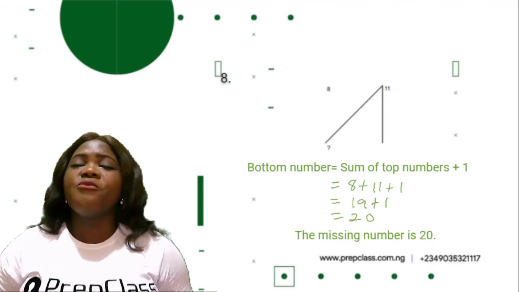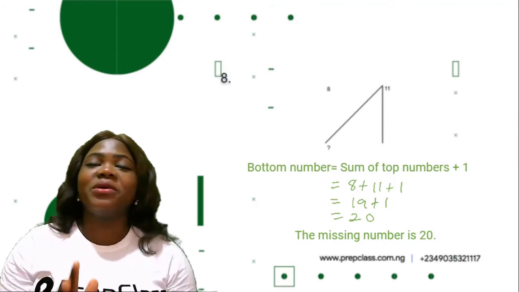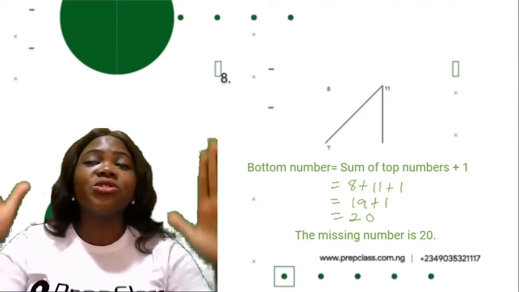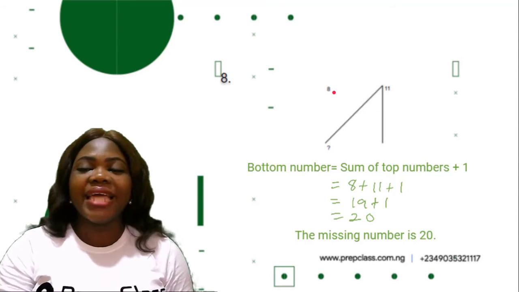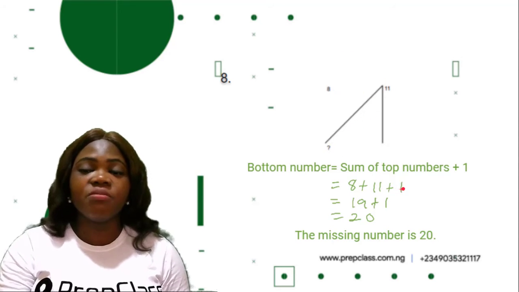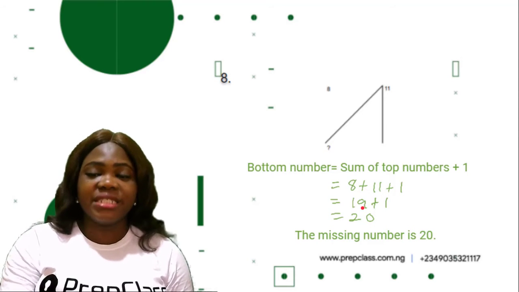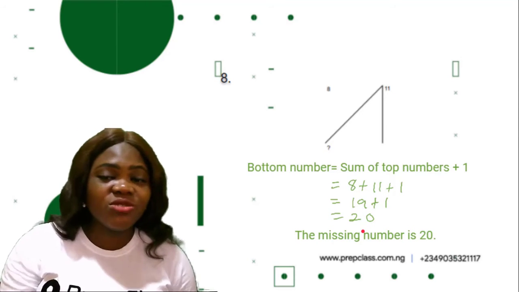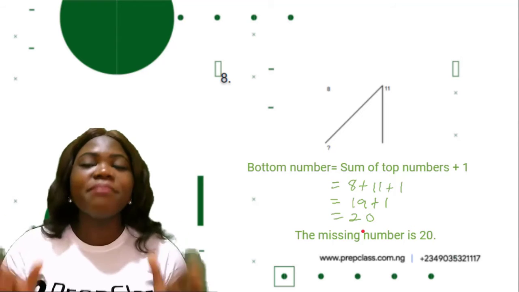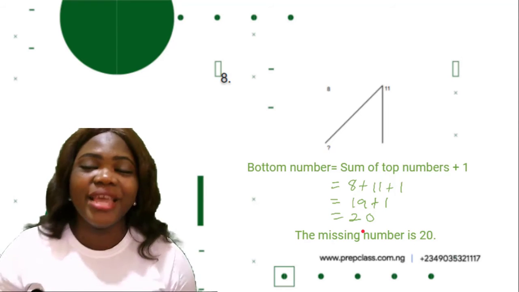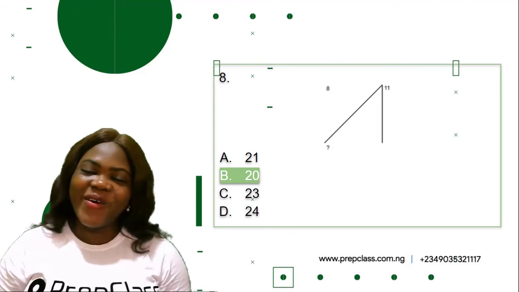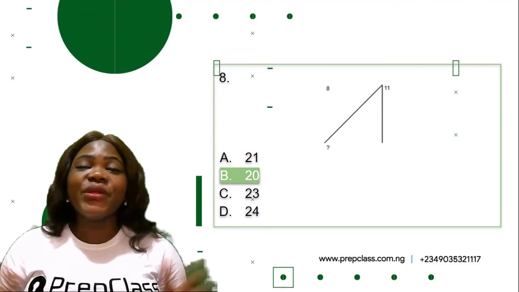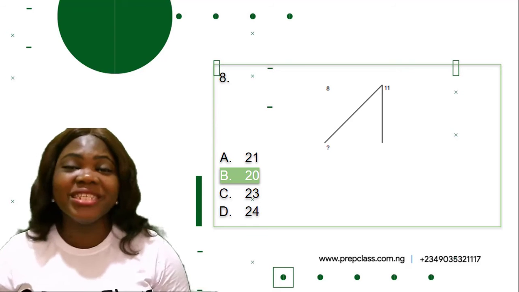Okay, so let's do this now. From the samples, remember that to get the bottom number, all we do is to add the two top numbers and add 1 to it. Okay, so the two top numbers are 8 and 11. So 8 plus 11 plus 1. 8 plus 11 is 19. Then 19 plus 1 is 20. So this means that the missing bottom number is 20. Okay, I hope you got this right. Well done if you did. All right, so it's very easy. So the correct option here is option B, 20.